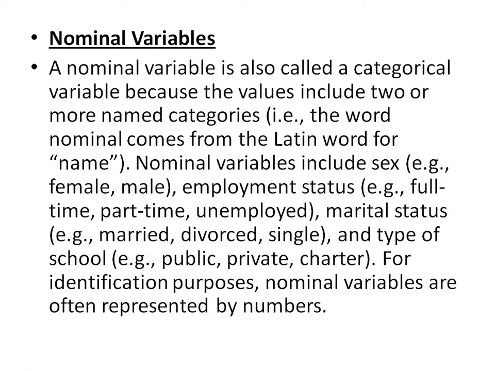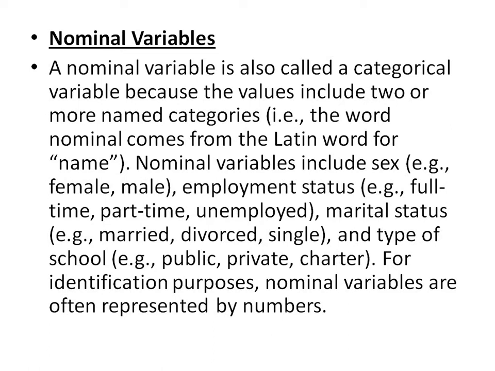The word nominal comes from the Latin word for name. Nominal variables include sex, we can say the gender, that is male or female. Employment status: full-time, part-time, or unemployed. Marital status is a variable, and we make categories like who are married, who are divorced, and who are single. And type of school, for example, public, private, charter.